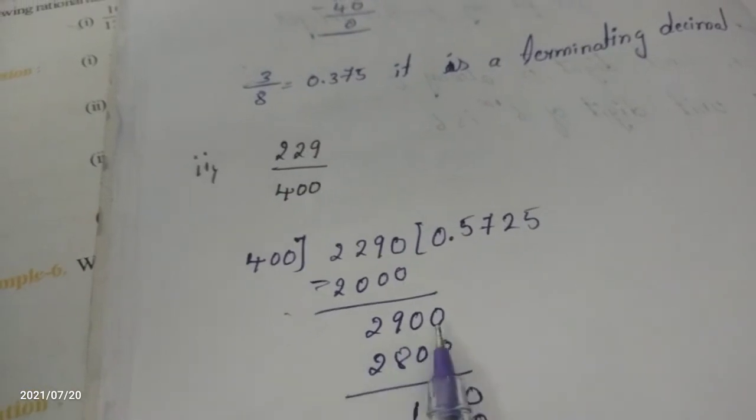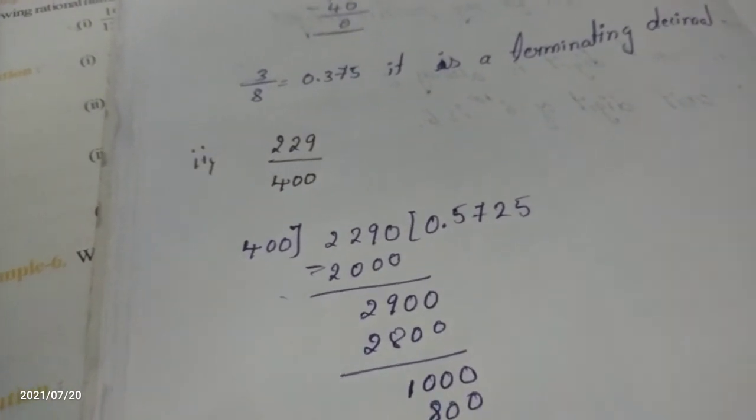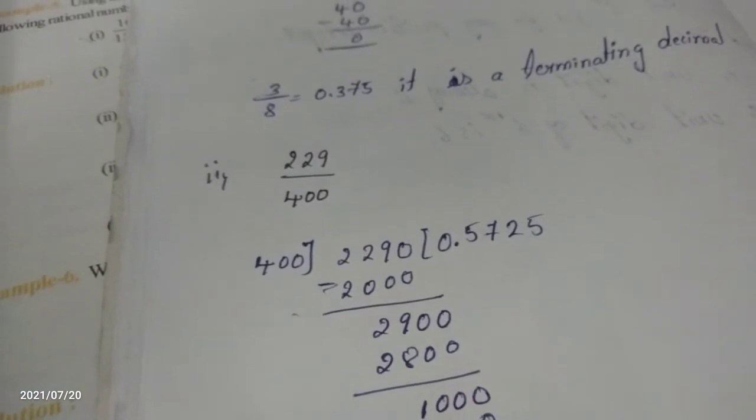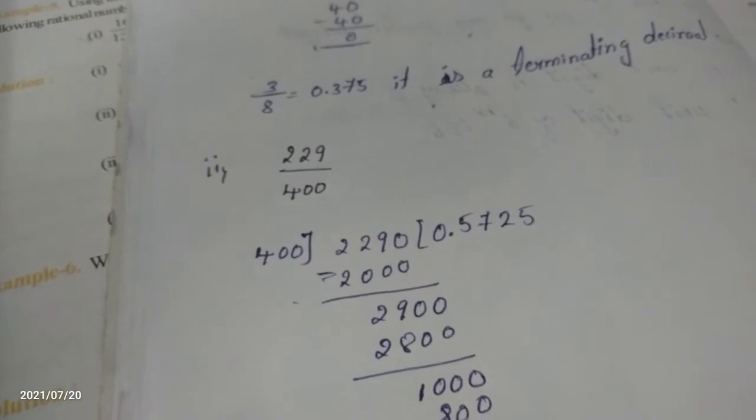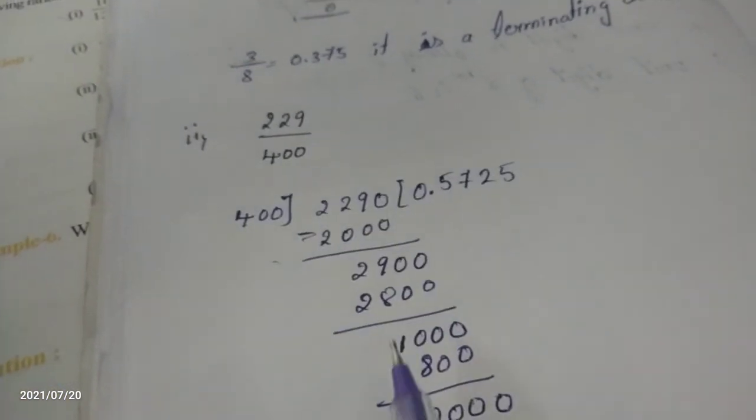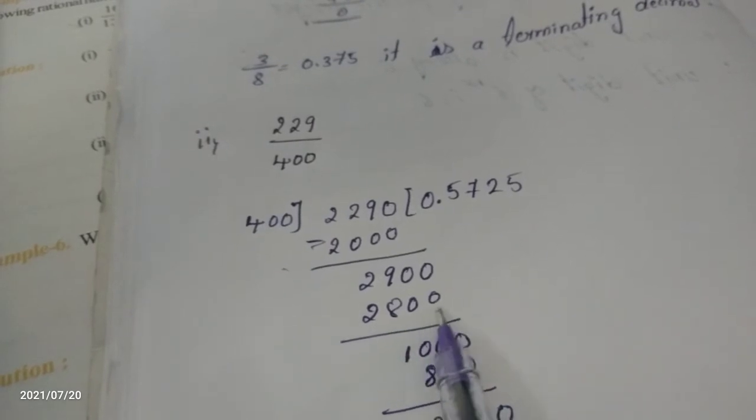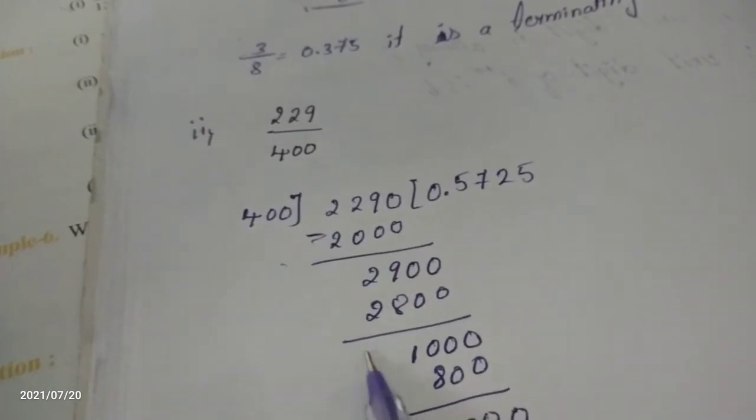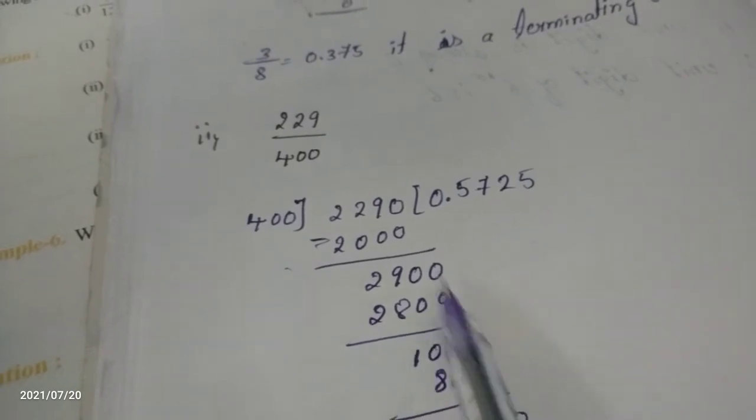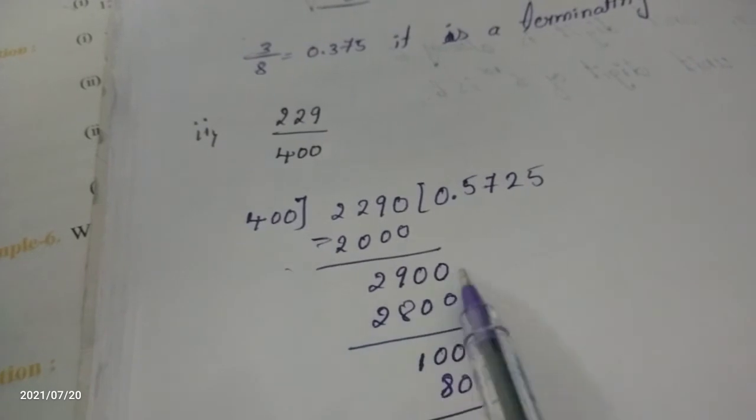Okay. What we have? 200 and 900. We have to check whether 2900 is divisible by 400 or not. It is not divisible by 400. We are taking the smaller number. 2800. When we come to 400 7s are 2800. After subtracting, 2900 and 2800.